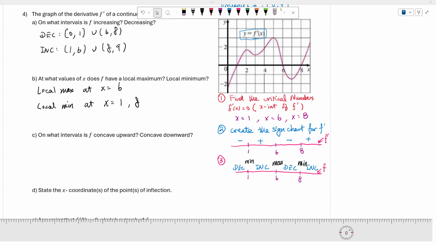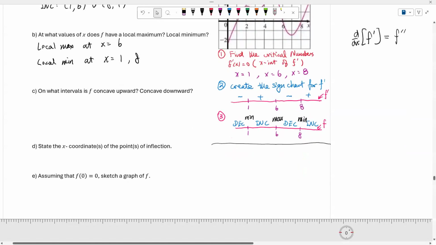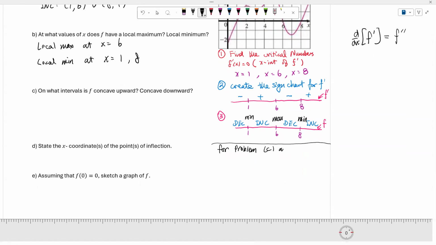Now remember, how do we get the second derivative? We take the derivative of f prime, then this becomes the second derivative, okay? So what I'm going to do here is I would like to take the derivative of the f prime function to get the second derivative. How do we actually work it out? Okay. So for the problem C and D, this is how we work it out.